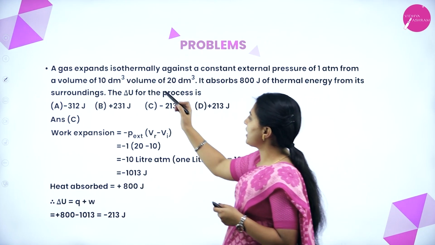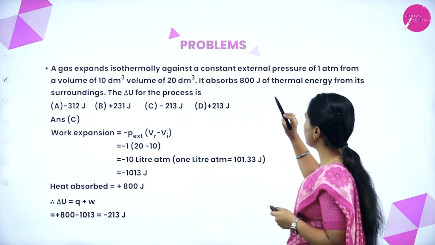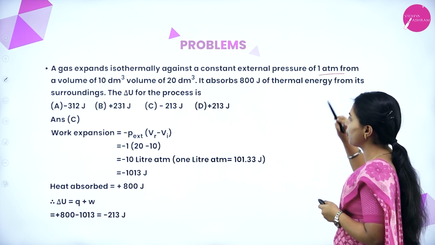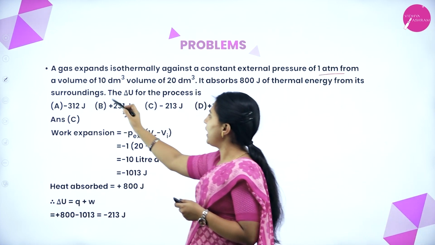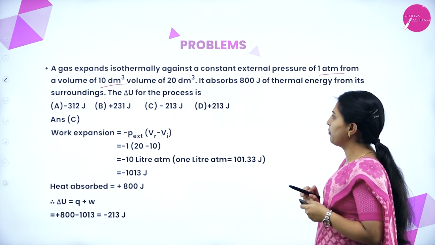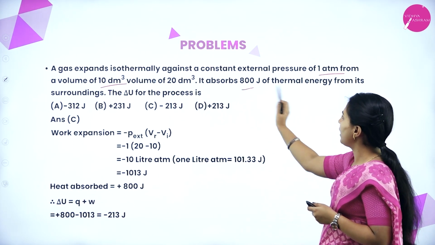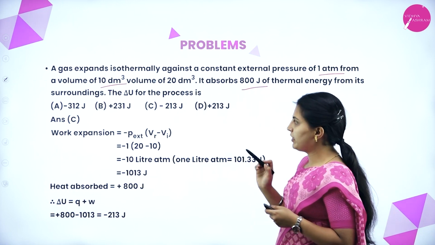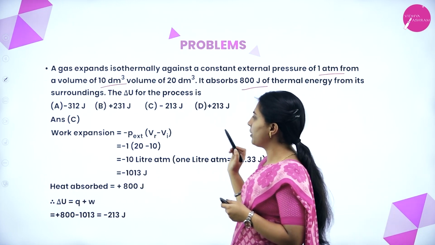Next, a gas expands isothermally against a constant external pressure of 1 atmosphere from a volume of 10 dm cube to 20 dm cube. It absorbs 800 joules of thermal energy from its surroundings. Find delta U for the process.